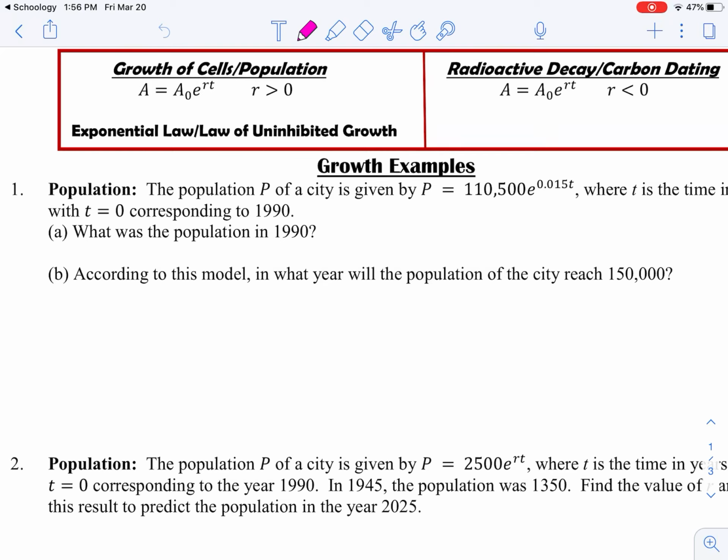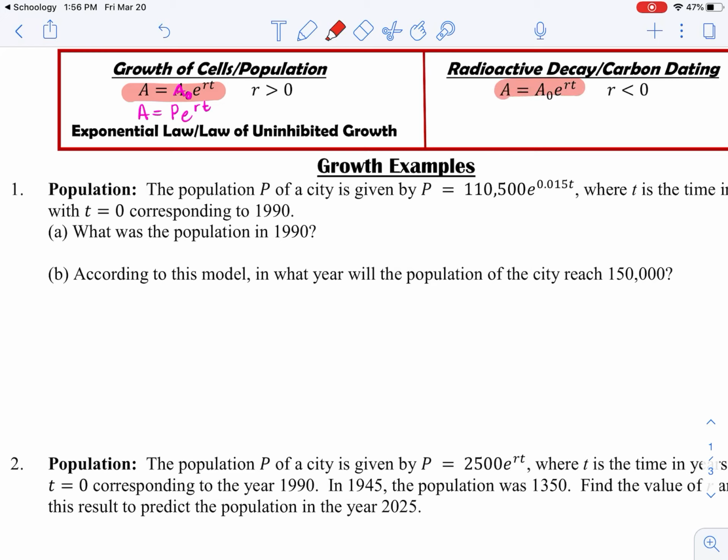Okay, so with growth of cells or population, we are using this formula right here. If you look at it, it should look pretty familiar. It should look very similar to the PERT formula, and that's because it is the PERT formula. It's just that we use A naught. That's what the sub-zero means right there. So this is A naught. We use A naught for initial amount instead of P, but it's the same exact thing. So this is also called the exponential law, the law of uninhibited growth. So if you see those words, just know you're using the PERT model.